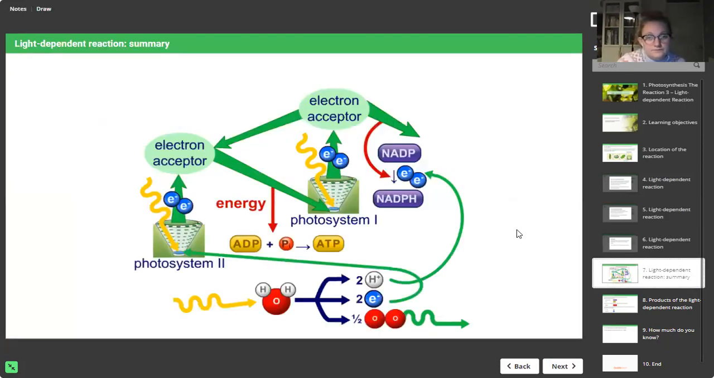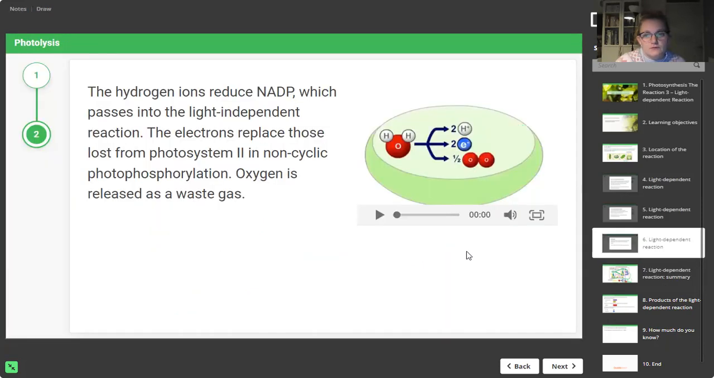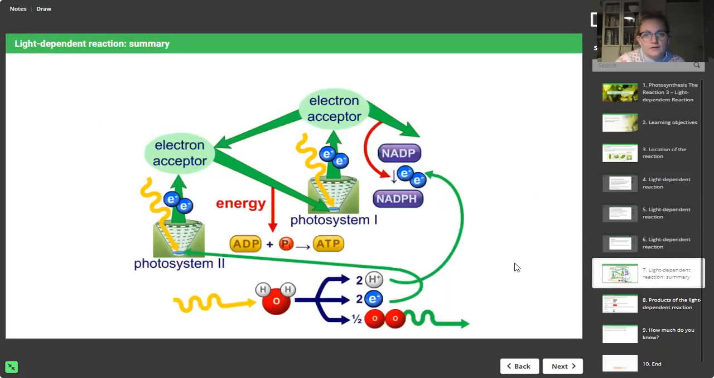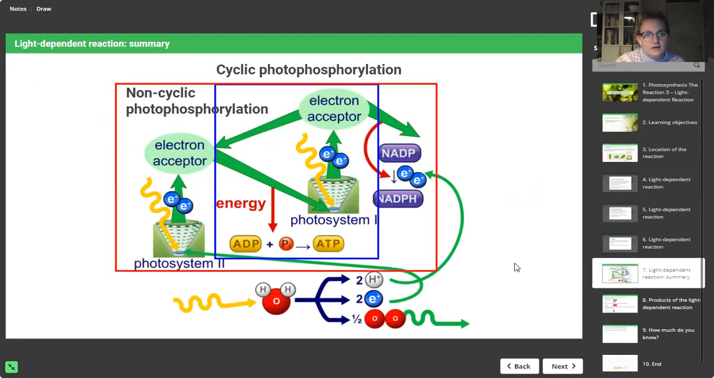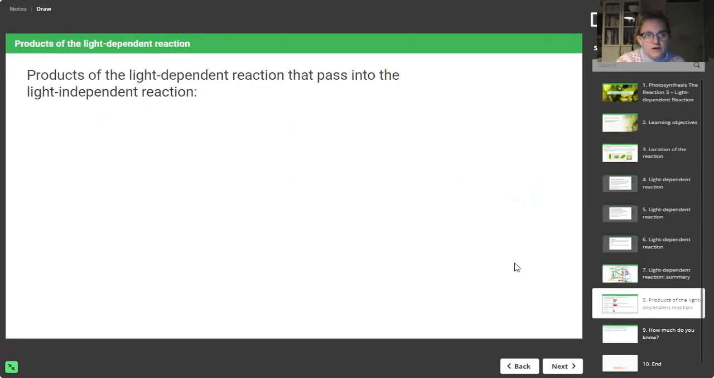So here's an overview, and it looks really, really messy and really complicated. But this is our cyclic part. Oh, no, I've gone the wrong way. This is our cyclic part, non-cyclic photolysis.